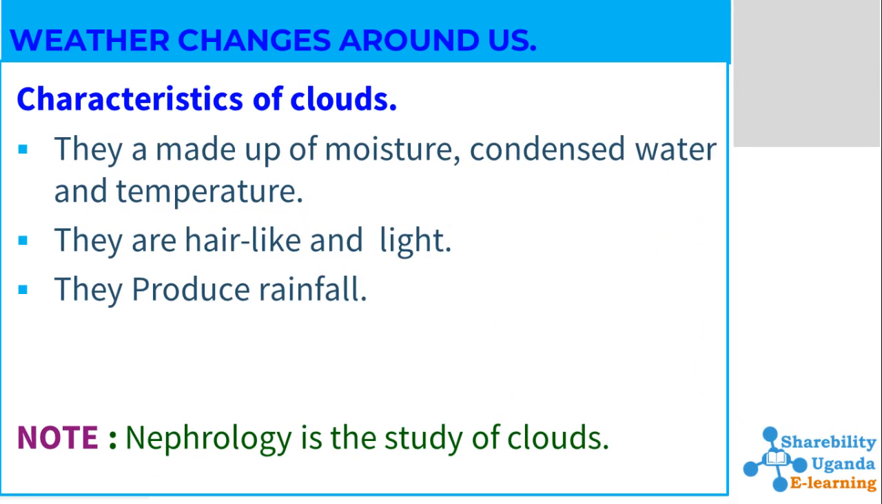Characteristics of clouds: they are made up of moisture condensed with water and temperature. They are hair-like, that means they are very light. And lastly, as we all know, clouds produce rainfall. There's a new term called nephrology. Nephrology is basically the study of clouds.